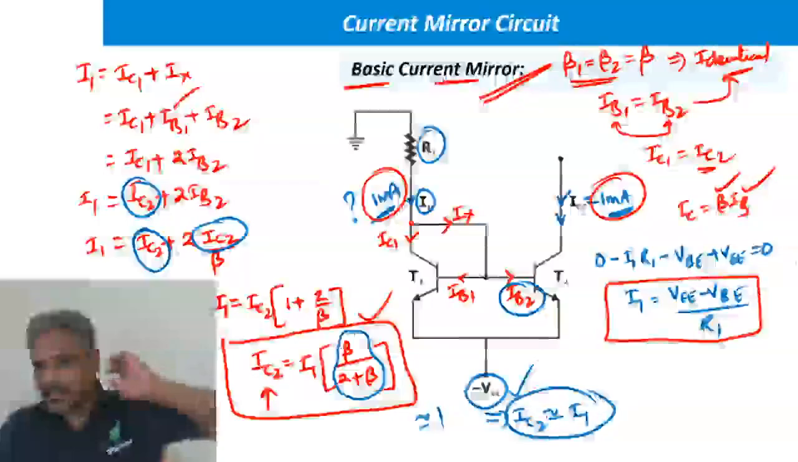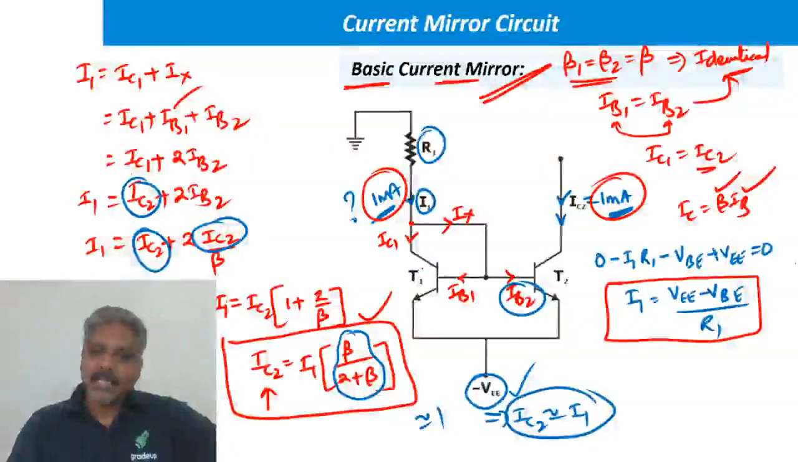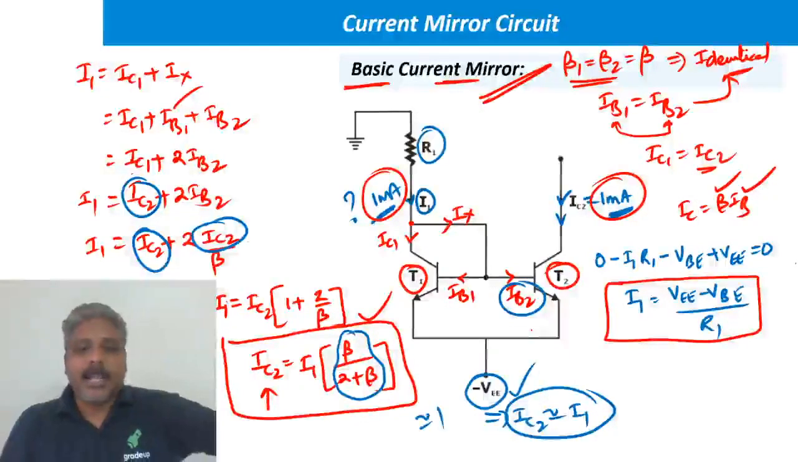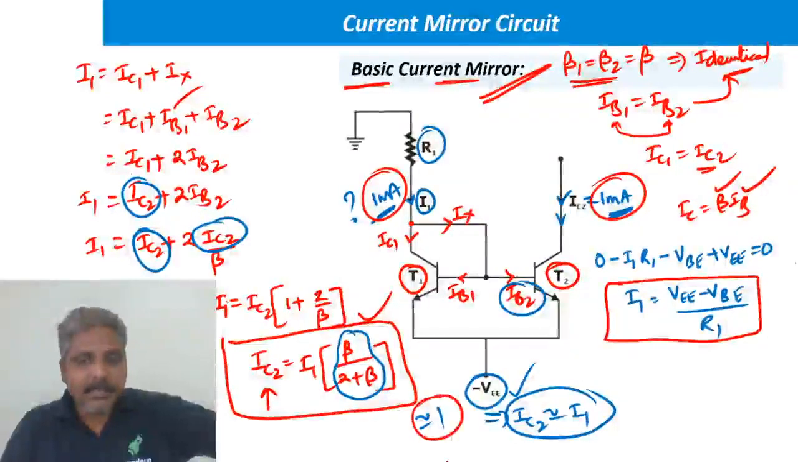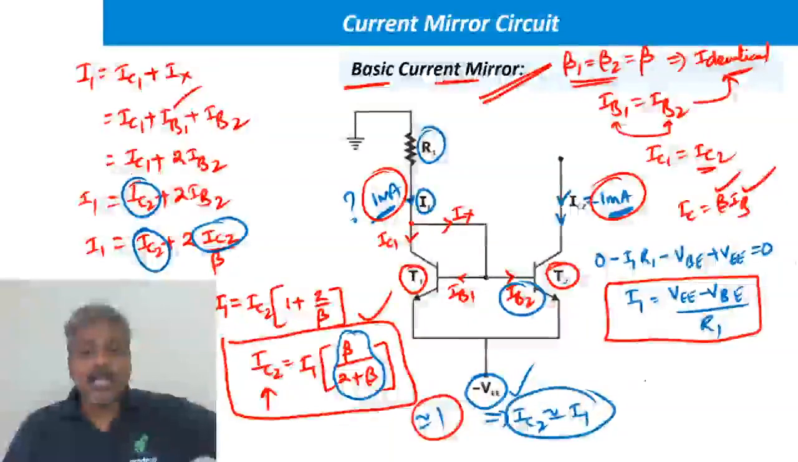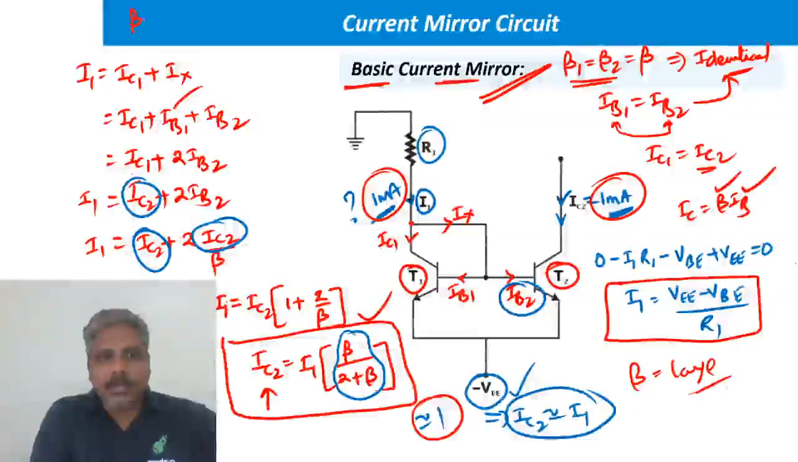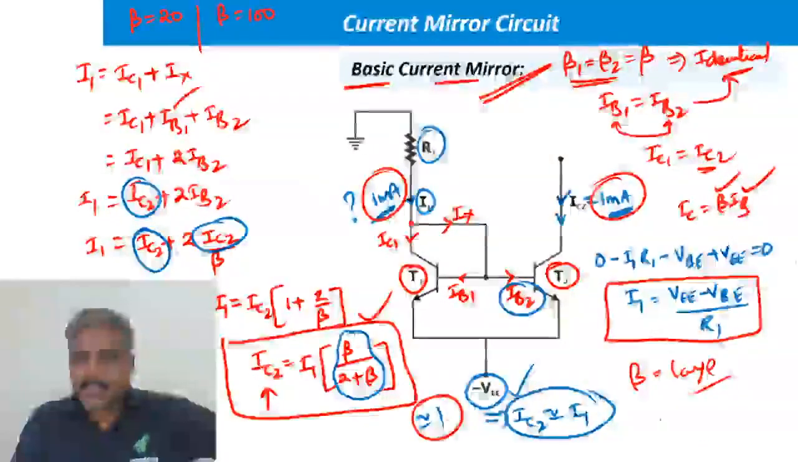Is it not simple? But here there is a problem. As Shivam is saying, practically it is not possible to have identical transistors. And the second problem is that beta by 2 plus beta is close to 1 only for large betas. Take an example like beta equal to, let's say, 20, and another example beta equal to 100, and find what IC2 is in both cases.